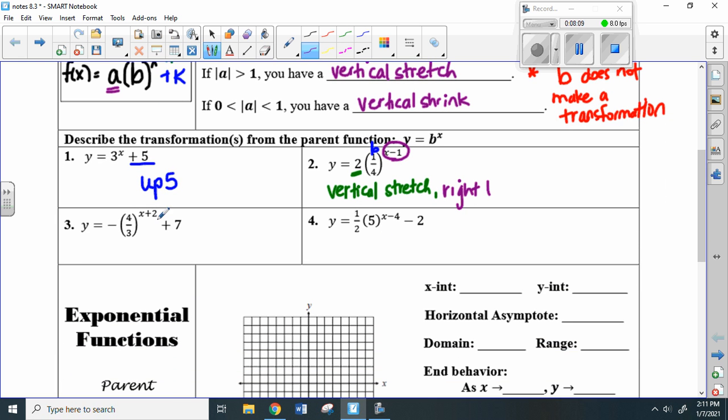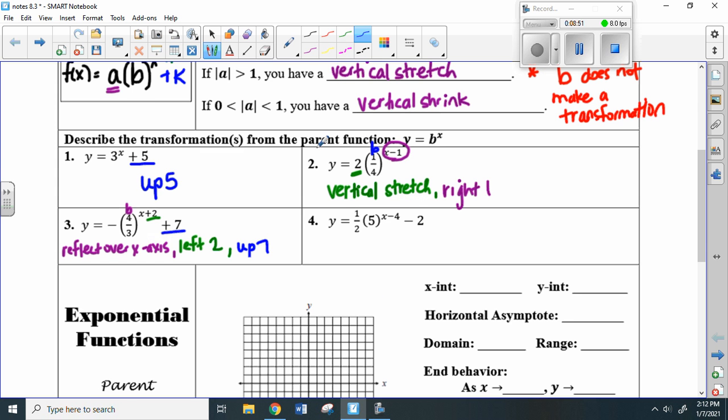All right, number 3. Again, the number that's immediately raised to the x, that is your B. That's not a transformation. But if there's something in front of that, that's a transformation. So the negative is going to make this reflect over the x-axis. Then we've got a +2 that's part of the exponent, so that's a left shift. And then we have a +7 that comes after all that, and so that's an up 7.